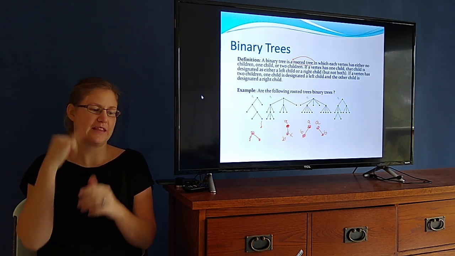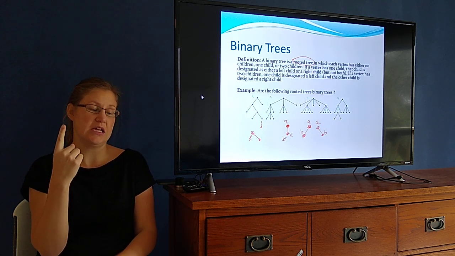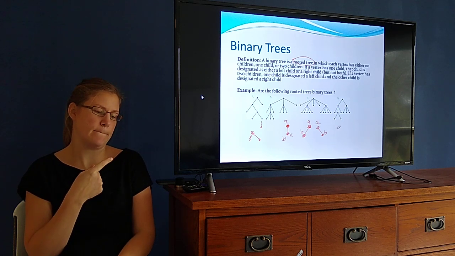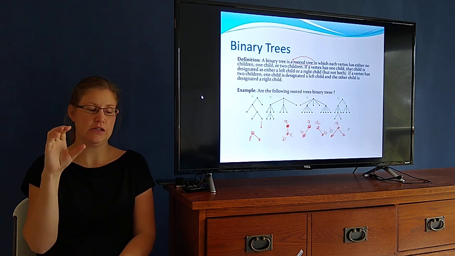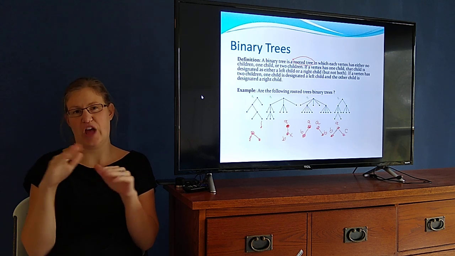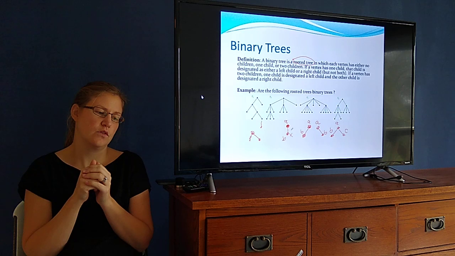If a vertex has two children, one child is designated as a left child and the other as a right child. Again here, this is okay. This is A, B, and C. So B is the left child of A, and C is the right child of A. So now, are the following rooted trees binary trees?